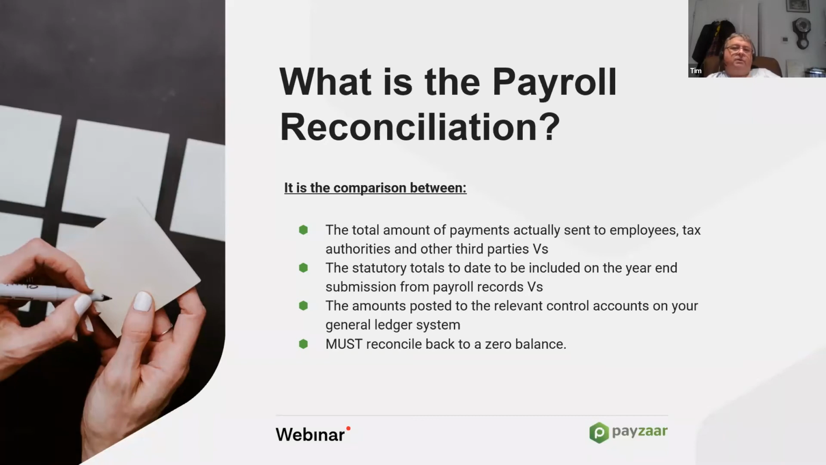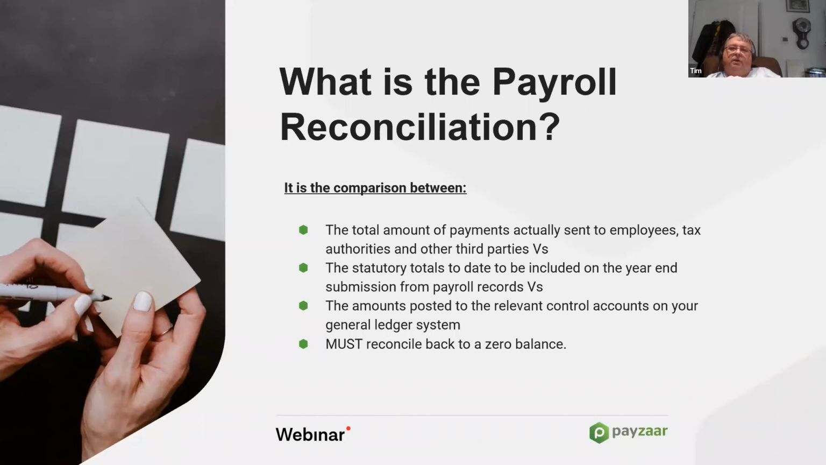And the effort that you should put into that is through the payroll reconciliation. And you should do this independently of the payroll provider. Remember, what we're doing is a three-way check. We are looking at the total amount of payments that we've actually sent out to our employees as net pay and the statutory authorities and other third parties such as pension companies. We compare that to the statutory totals to date for all of those items on our books. And then we do a third check to our accounts.